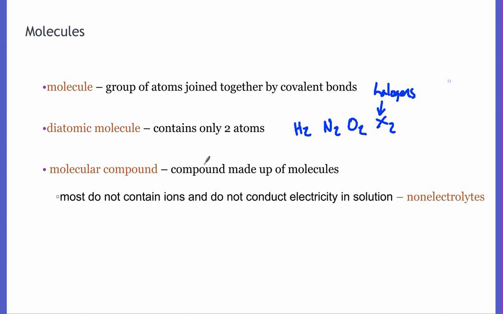Right? Molecular compounds are compounds that are made up of molecules, and only molecules. Most do not contain ions and do not conduct electricity, and therefore are non-electrolytes. Right? The only exception of a molecule that can be an electrolyte are those acids and bases again. Right? So we'll talk about those later, but most molecular compounds are non-electrolytes.